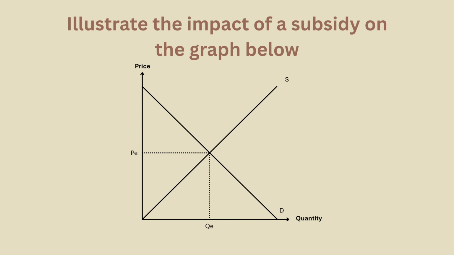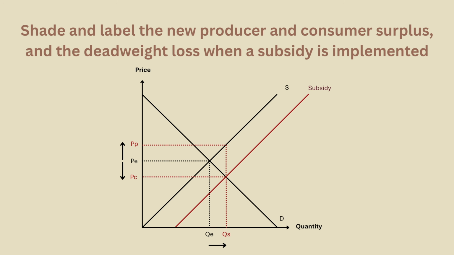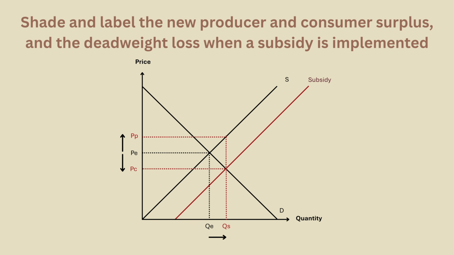Illustrate the impact of a subsidy on the graph below. Here is the answer. We draw in the subsidy curve, which is parallel to the supply curve and on its right. And then we have the new equilibrium QS, PP, and PC. Shade and label the new producer surplus and consumer surplus and the deadweight loss.